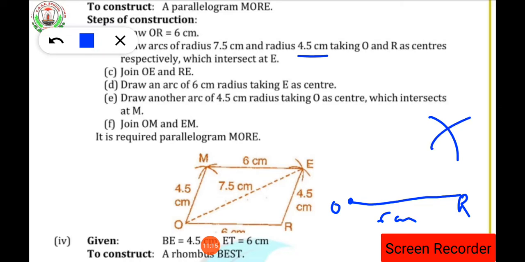Now what you have to do? You have to join this. This will be the diagonal. Clear? So joining this you will get a triangle shape. That means this shape you will get. Clear? After that what you have to do?